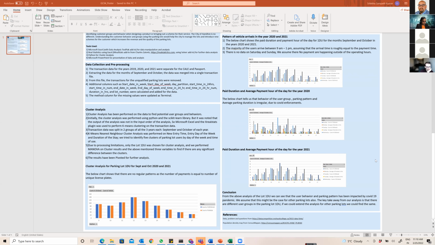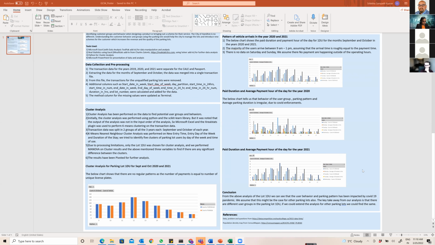Once we got the data, we pivoted it in Excel, and after pivoting, we focused on finding the patterns of usage for lot 1DU. As we don't have data for 2019 for that particular lot, we applied those insights across the years 2020 and 2021.